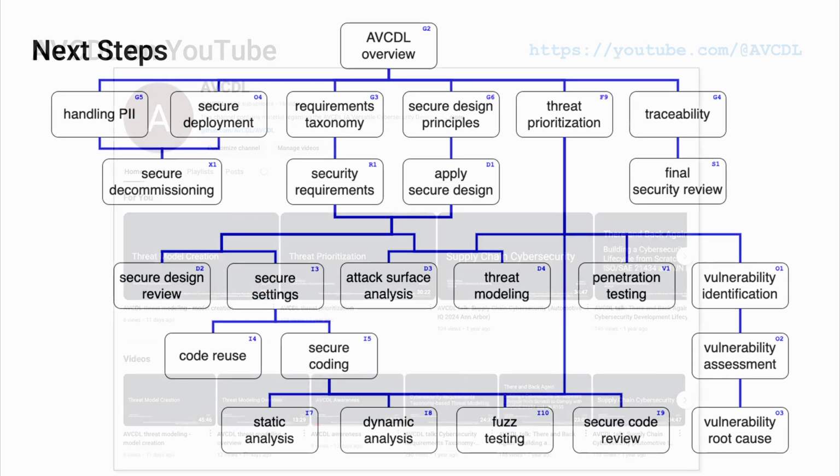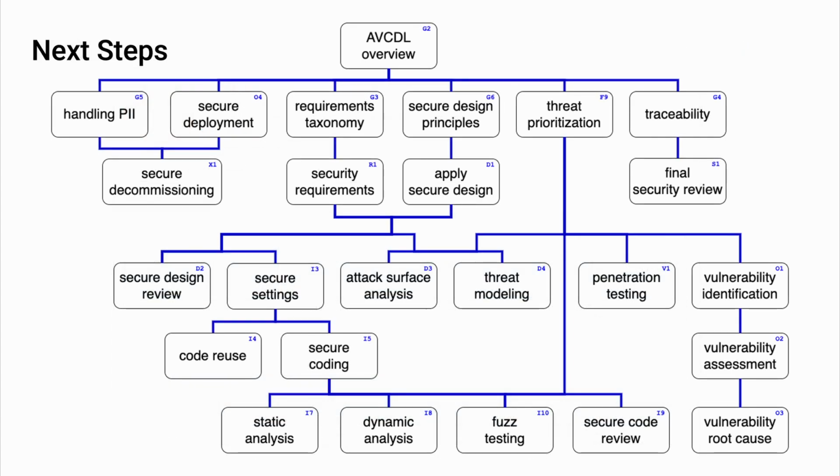With this training complete, if you've completed the other trainings covering the secure settings process activities, you can proceed to the other training at this level, Secure Design Review. Additionally, if you've completed threat prioritization, you can also proceed to attack surface analysis, threat modeling, penetration testing, and vulnerability identification. Additionally, you can proceed to either code reuse or secure coding.